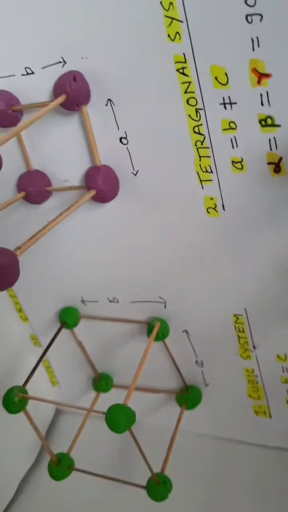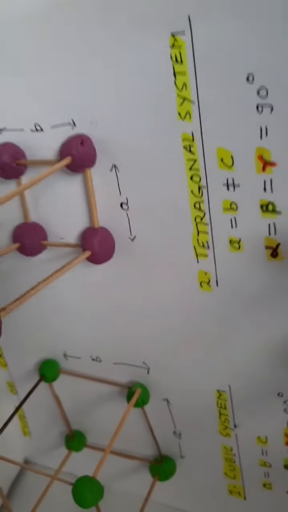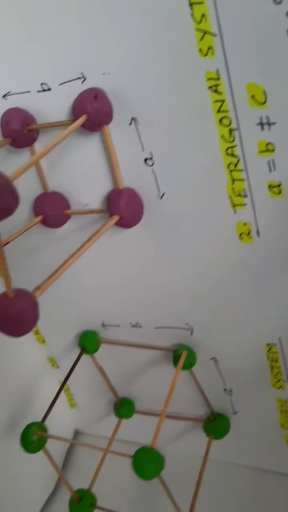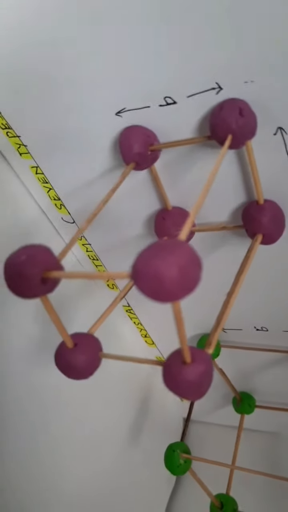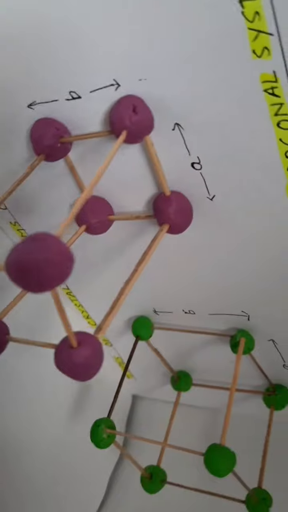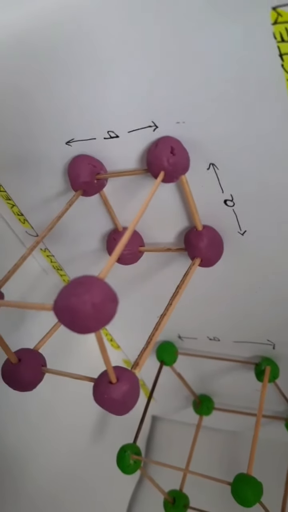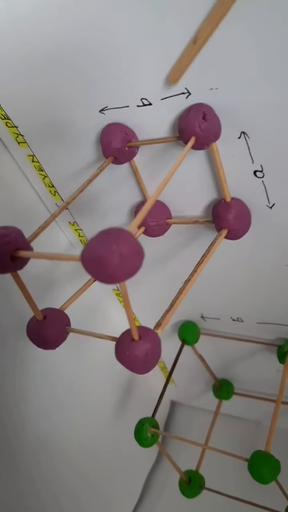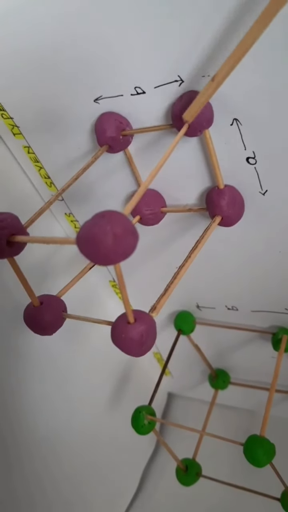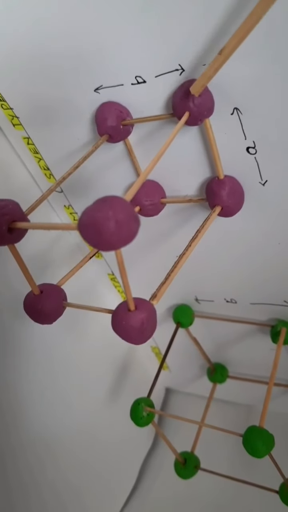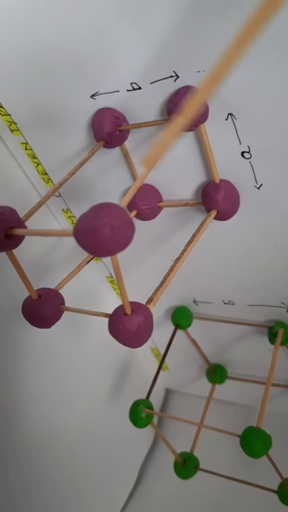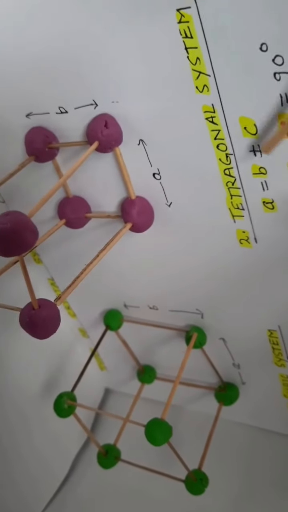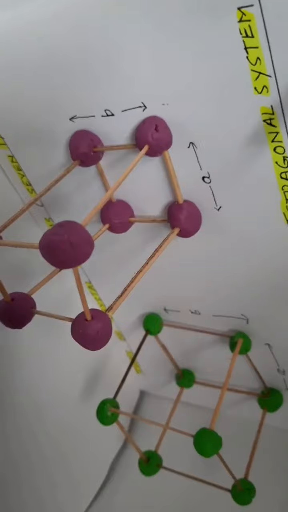Now next, second crystal system is known as tetragonal crystal system. Here, this is the primitive unit cell of tetragonal crystal system. Here, edge length A and edge length B are equal to each other, whereas this edge length C is not equal to edge length A or edge length B. A is equal to B, but it is not equal to C.